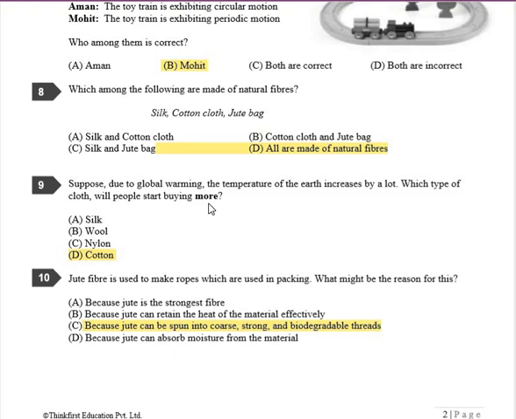Cotton is preferred in warm conditions as it is a good weave and good for evaporating moisture. So option D. While nylon is a synthetic fiber that we cannot use, wool is used in the winter season, not in the summer season. Silk is a good conductor of heat, so we cannot use silk. So cotton will be the most appropriate answer.